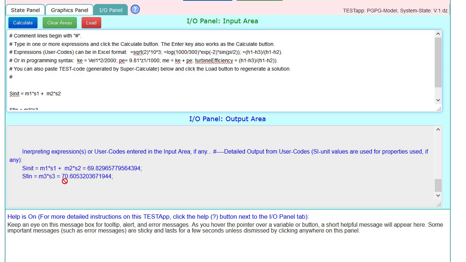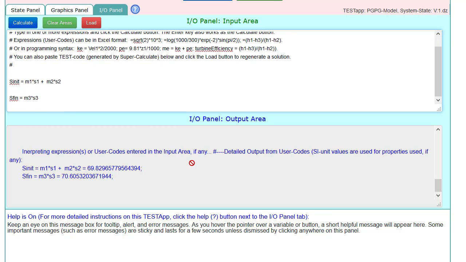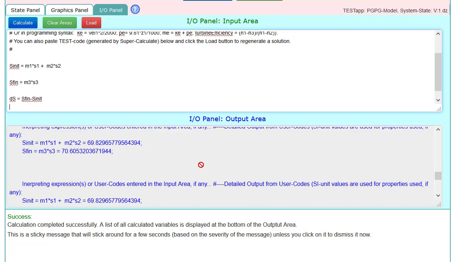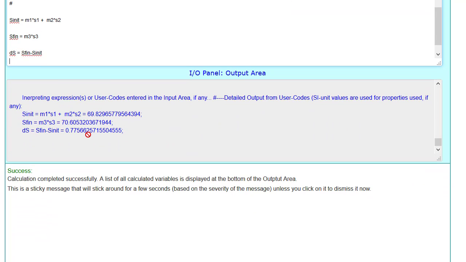You can see that it obviously increased, but we were asked to solve for the difference, so I'm going to do ds equals S fin minus S initial. Scroll all the way down in the output area, and you get that the entropy increased by 0.775.